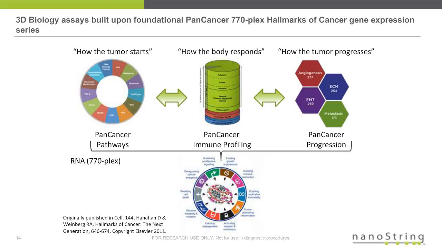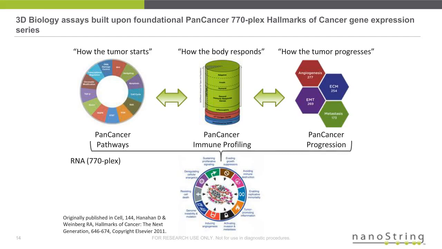So this 3D biology concept, where we're looking at RNA and DNA and protein, is really built on the backbone of these pan-cancer 770 gene hallmarks of cancer gene expression series. So these have been out for some time. These are off-the-shelf panels that we provide with 770 genes.